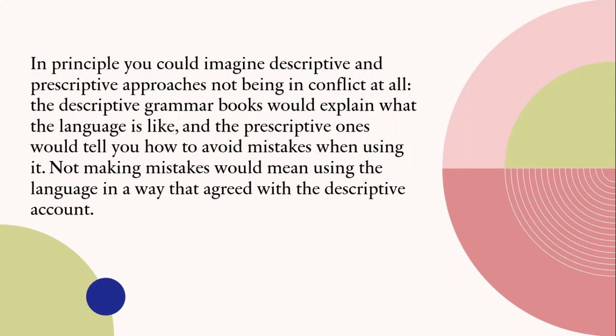Not making mistakes would mean using the language in a way that agreed with the descriptive account. That means if you are not making any grammatical mistakes, you are writing in a descriptive form of the language. It's very simple. When we are writing, reading, or speaking in a grammatical form, we are talking about descriptive language. And when we are making some mistakes in grammar, the form we are using is prescriptive.